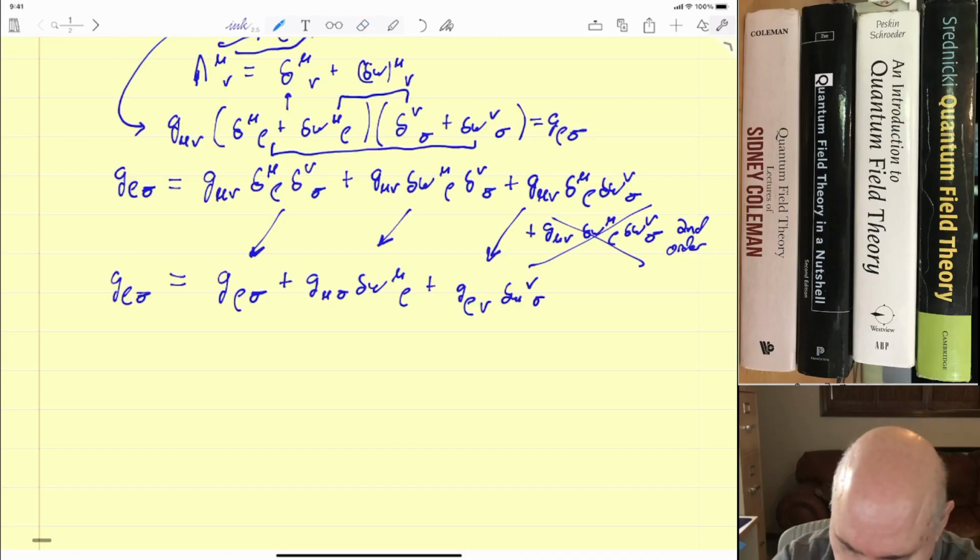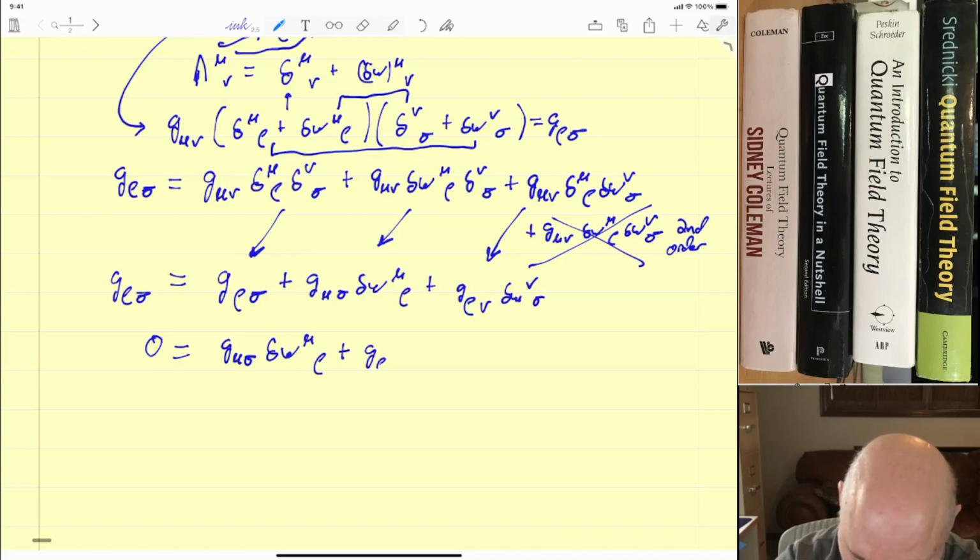Okay. So subtracting here, we just get 0 is equal to G mu sigma del omega mu rho plus G rho nu del omega nu sigma. And now we just use our lowering and raising properties of the indices. 0 is equal to, by definition, when we have this G mu sigma and an upper mu index, it just lowers it down. So that becomes del omega mu rho.